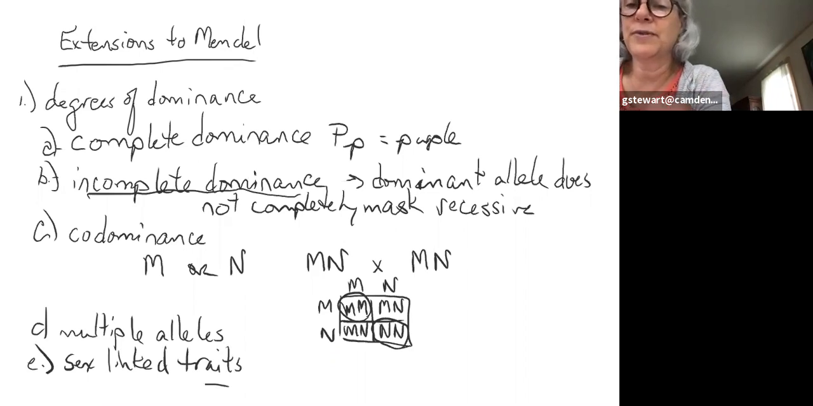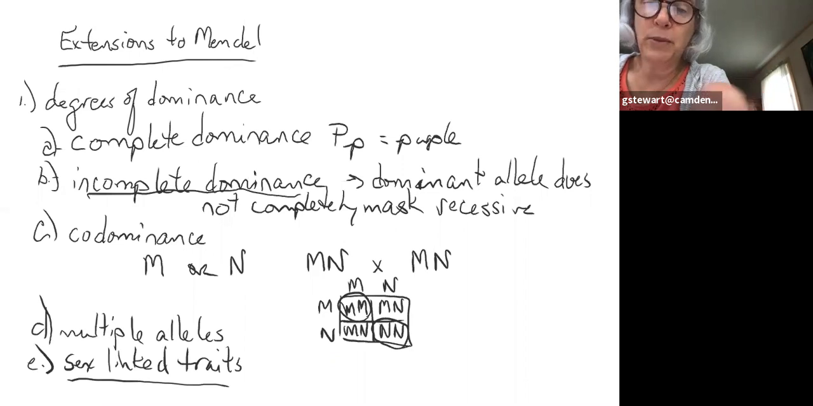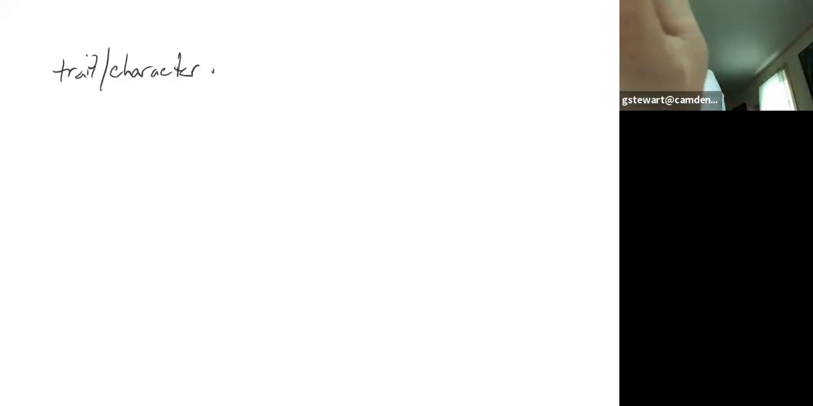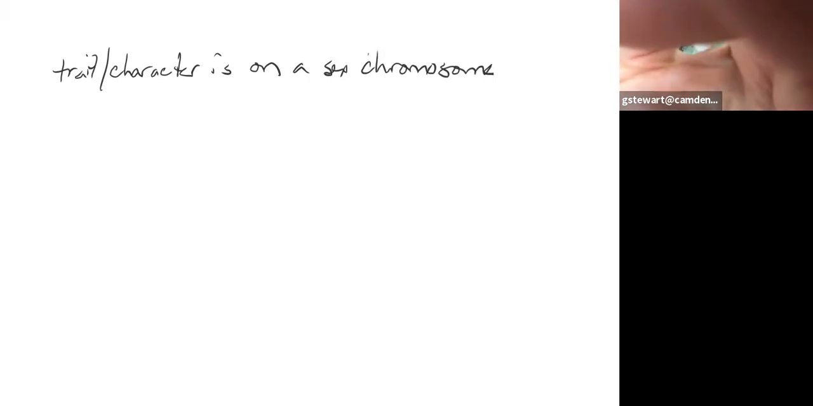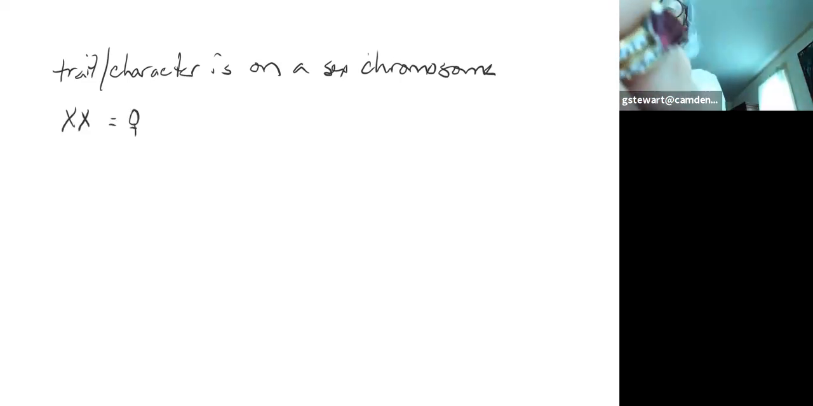So this is chapter 15 and plus a bunch of other things, but the only part of chapter 15 that we're going to focus on is the sex-linked trait. And that means, just like it sounds, it means that the trait, the characteristic, what we were calling character, right, is on a sex chromosome. So in humans and in a lot of other animals, right, sex is determined by a pair of sex chromosomes, and XX determines a female and XY determines a male, right?